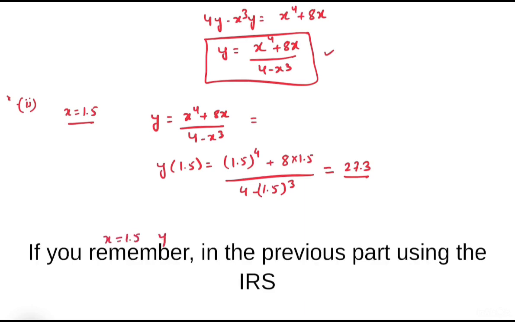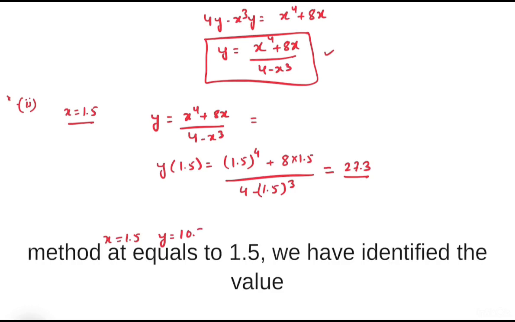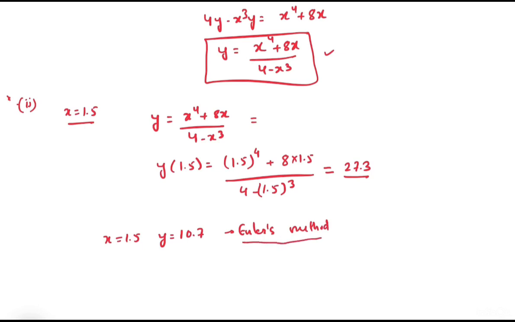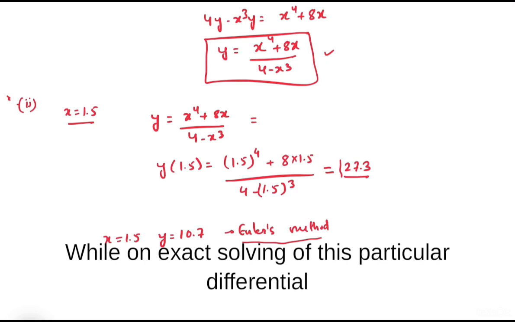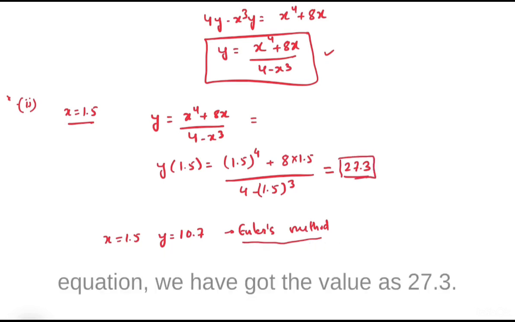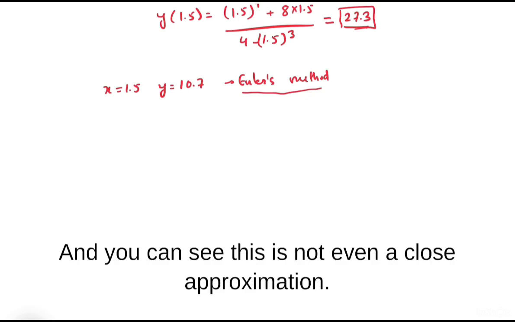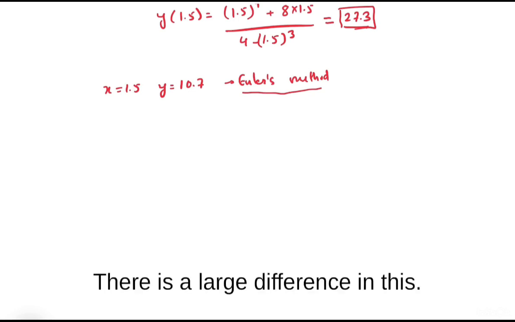If you remember in the previous part, using Euler's method at x equals 1.5, we identified the value of y as 10.7. While on exact solving of this particular differential equation, we have got the value as 27.3. And you can see this is not even a close approximation. There is a large difference in this.